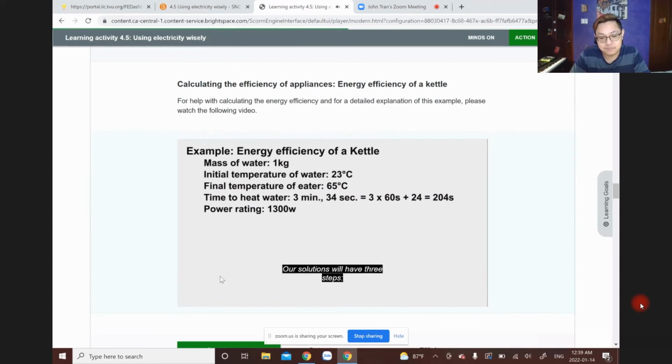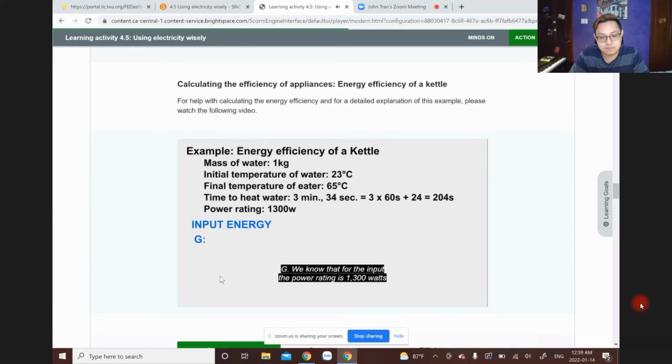Our solution will have 3 steps. Calculate the input energy, calculate the output energy, and finally, calculate the percent efficiency. We'll use the GRASS method to organize our work. Let's start with input energy. Many appliances are rated according to the number of watts required to operate them. The power rating of our kettle is 1300 watts.